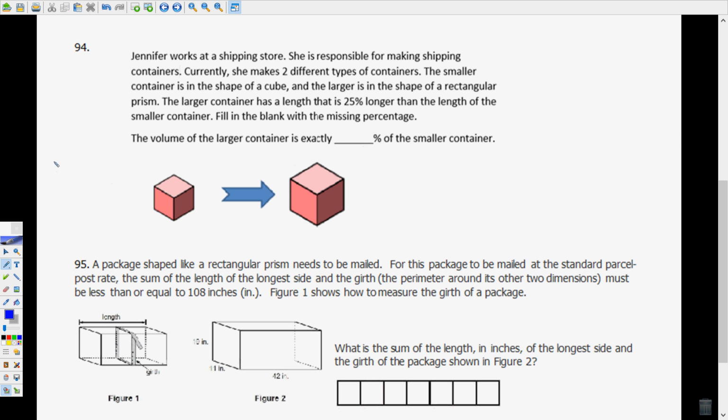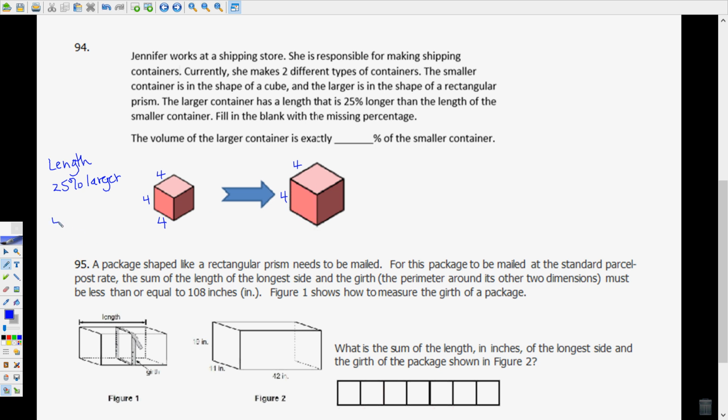I said the length of one of my sides of my larger container is 25% larger than the lengths of my cube sides. So I assigned some numbers. I just picked a 4. I said if each of the sides of this cube is 4, what would the length of my larger container be? Still 4 and 4 here, but my length would need to be 25% larger.